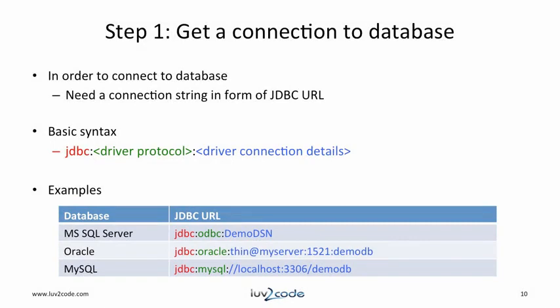All right, so let's take a look at the first step. In order to connect to a database, we need to find the database. Remember, it could be a local database or somewhere on the network. So we use a similar approach of finding a web resource, and that's via URL. So we make use of a JDBC URL. This is effectively the connection string. The basic syntax is jdbc : a driver subprotocol : driver connection details. On this slide, I'll show you some examples for SQL Server, Oracle, and MySQL.